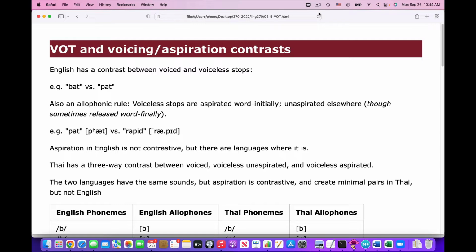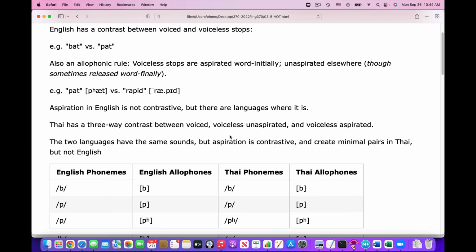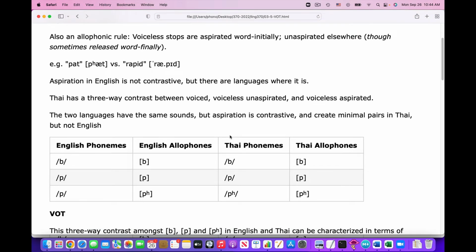And again, in discussion section, we'll be listening to and looking at some Thai voiced and aspirated stops. So Thai has a three-way contrast between voiced, voiceless unaspirated, and voiceless aspirated sounds. And what that means is you can find all three types of sound in the same phonetic environment at the beginning of a word, like in the examples that we've been looking at. So the two languages have the same sounds, but aspiration is contrastive and creates minimal pairs in Thai, but not in English.